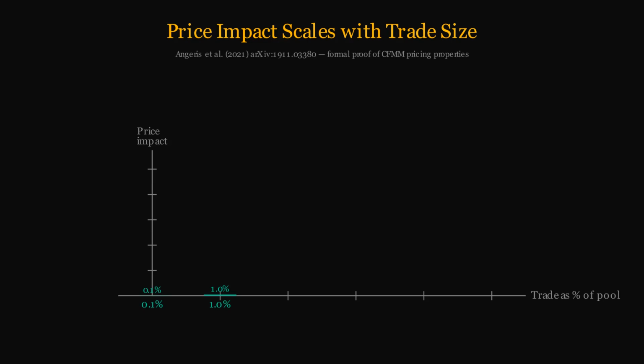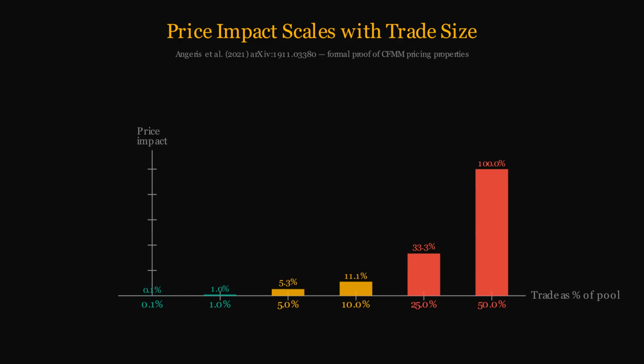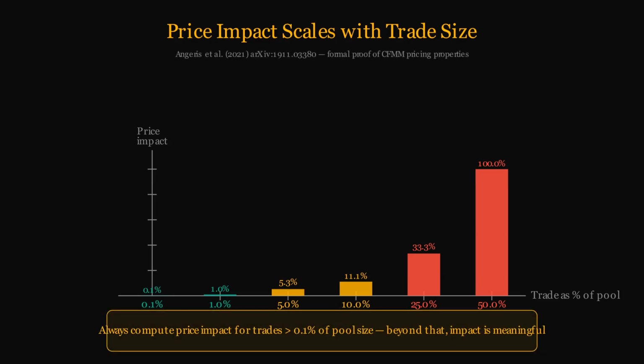Price impact scales superlinearly with trade size. Trading 0.1% of the pool gives 0.1% impact. Trading 1% gives about 1% impact. Trading 10% of the pool costs over 11% in price impact. Trading 50% costs 100% impact, you pay double the pre-trade price. For large trades, a DEX aggregator like 1inch splits your order across multiple pools to minimize total impact. Always compute price impact before submitting; it is deterministic and calculable from the pool reserves on chain.